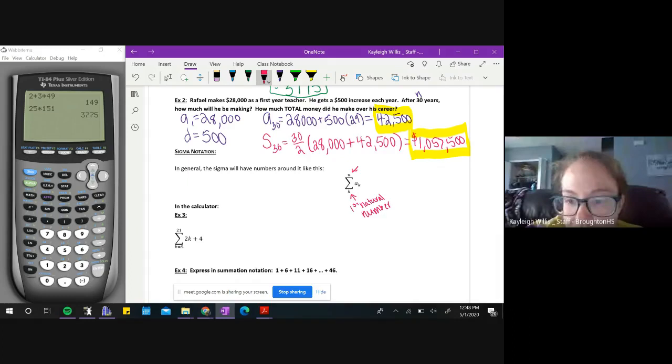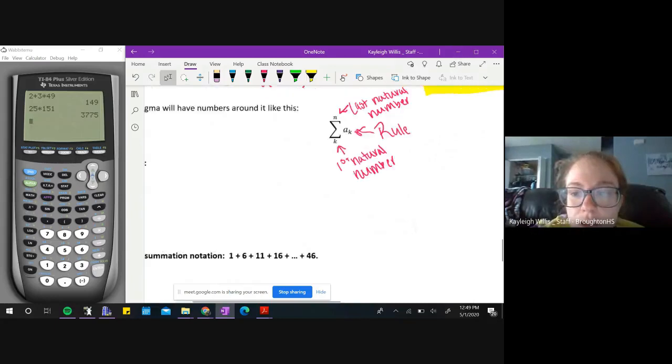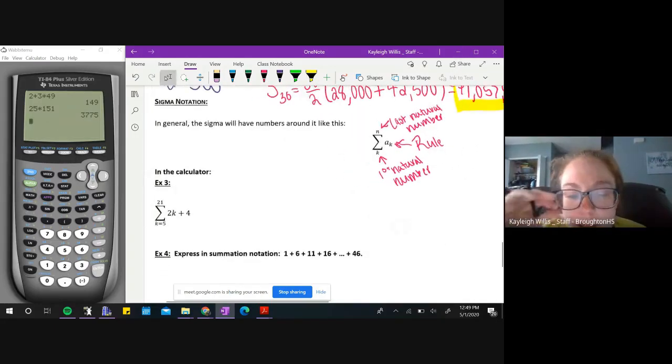So like if I were to do the previous problem, I would have 1 at the bottom and 30 at the top because that's the last natural number they wanted us to use. And then A sub K, that is just my rule, so the explicit rule. Okay, that's what everything stands for in sigma.